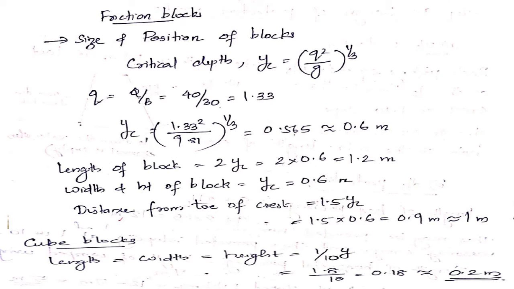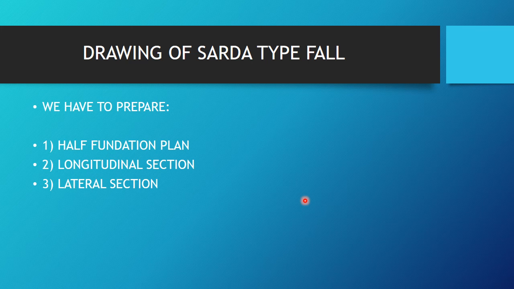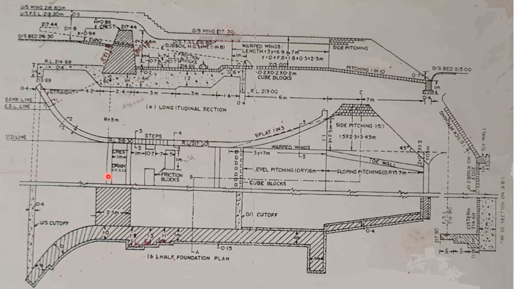Now we are moving on to the drawing of Sarda Type Fall. We have completed the numerical design of Sarda Type Fall. Now we are going to prepare the drawings based on the numerical design that we have already done. We have to prepare a half foundation plan, a longitudinal section and a lateral section. Now this is a complete sketch of the drawings that we have to prepare.